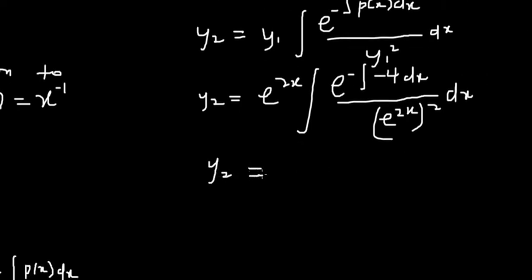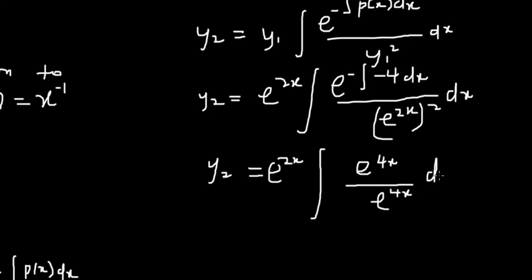So we have y2 equals e exponent 2x. When you integrate this, minus 4 becomes positive 4. When you integrate a constant, you end up adding the variable. And then you divide that by e exponent 2x multiplied by 2, so that's e exponent 4x, dx.